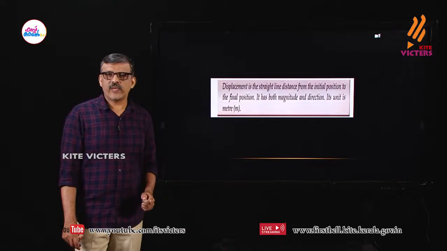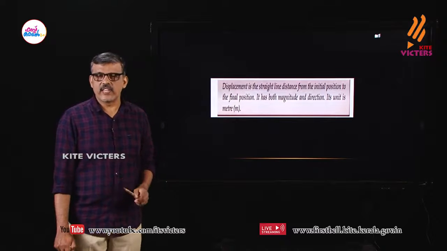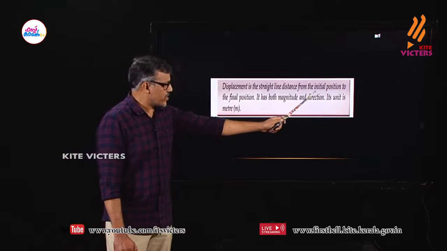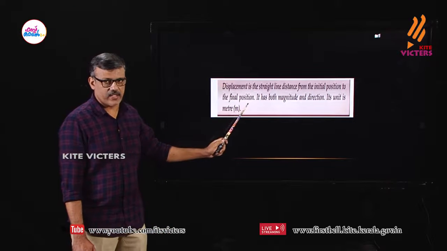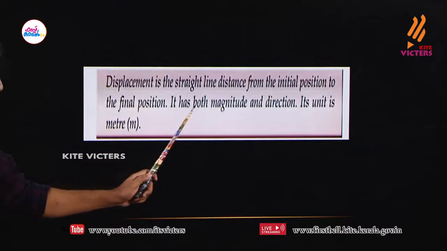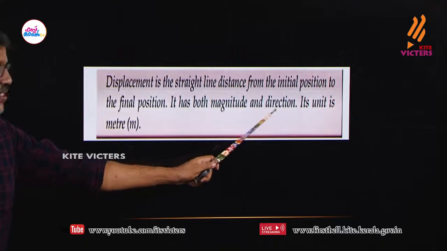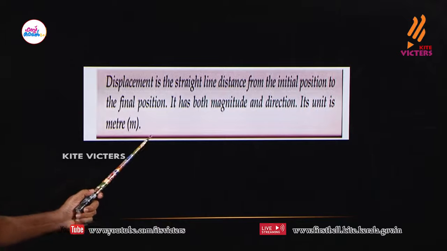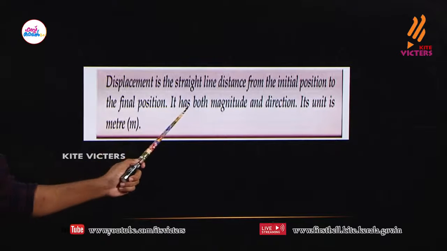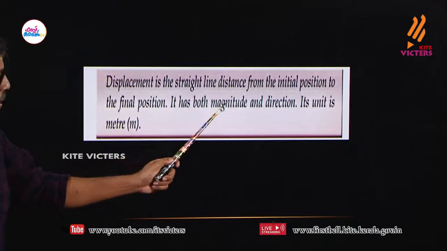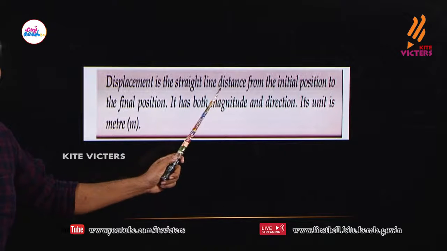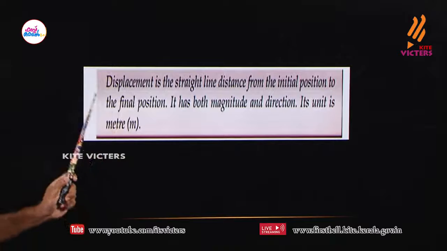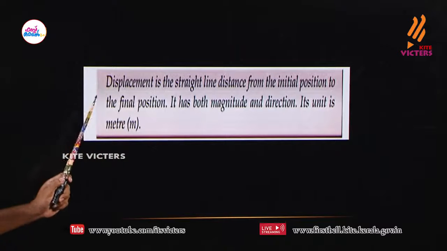Now, can you give a definition for displacement? Yes, displacement is the straight line distance from the initial position to the final position. It has both magnitude and direction. Its unit is meter. For distance, distance has only magnitude. There is no direction for distance. For distance, the unit is meter. For displacement, the unit is meter.